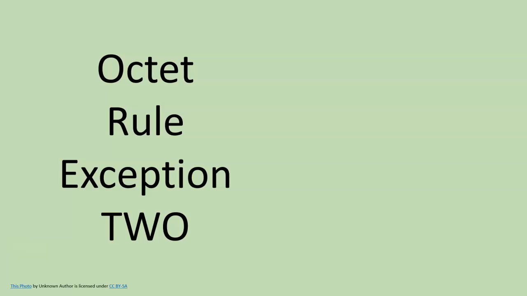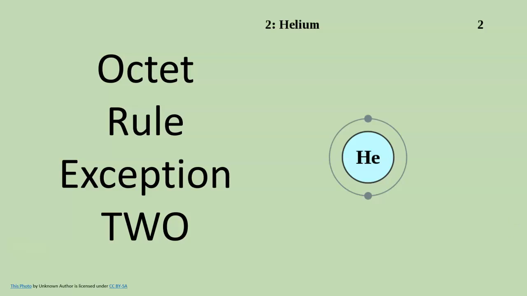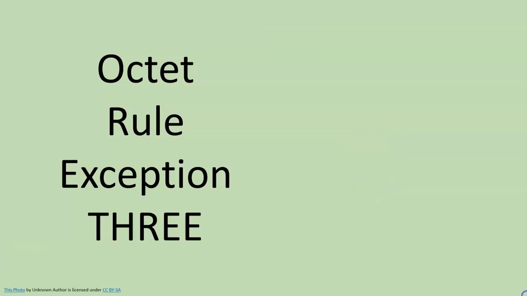Now we have a second exception, octet rule exception number 2, and really what we want to talk about is helium. We're kind of in the same boat that we are with hydrogen. It has 2 in its outer shell. If for some reason we bond it with something else, it's going to have to go into the next energy shell. So I just want to throw that out there too.